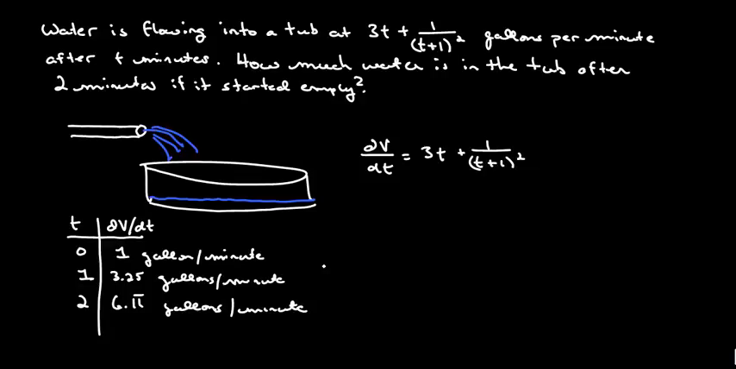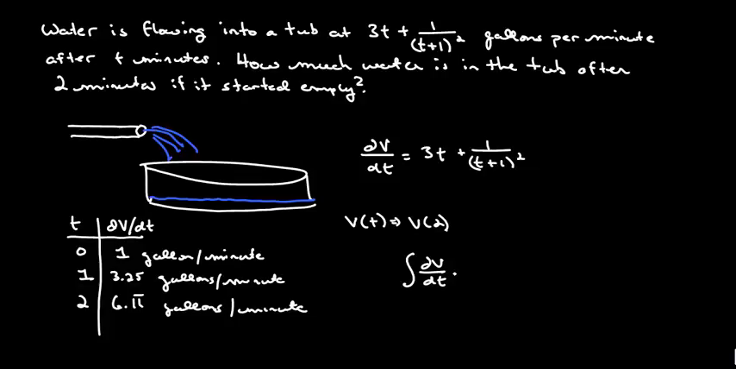Okay, so now the question is, though, what is the volume? How much water is in the tub? What is the volume at 2 minutes? Okay, so the question is, what is the volume V of t? And specifically, we want to know what is the volume at 2. Well, how do I get volume? Well, what I have is dV/dt, and so I need to go backward to find the volume.